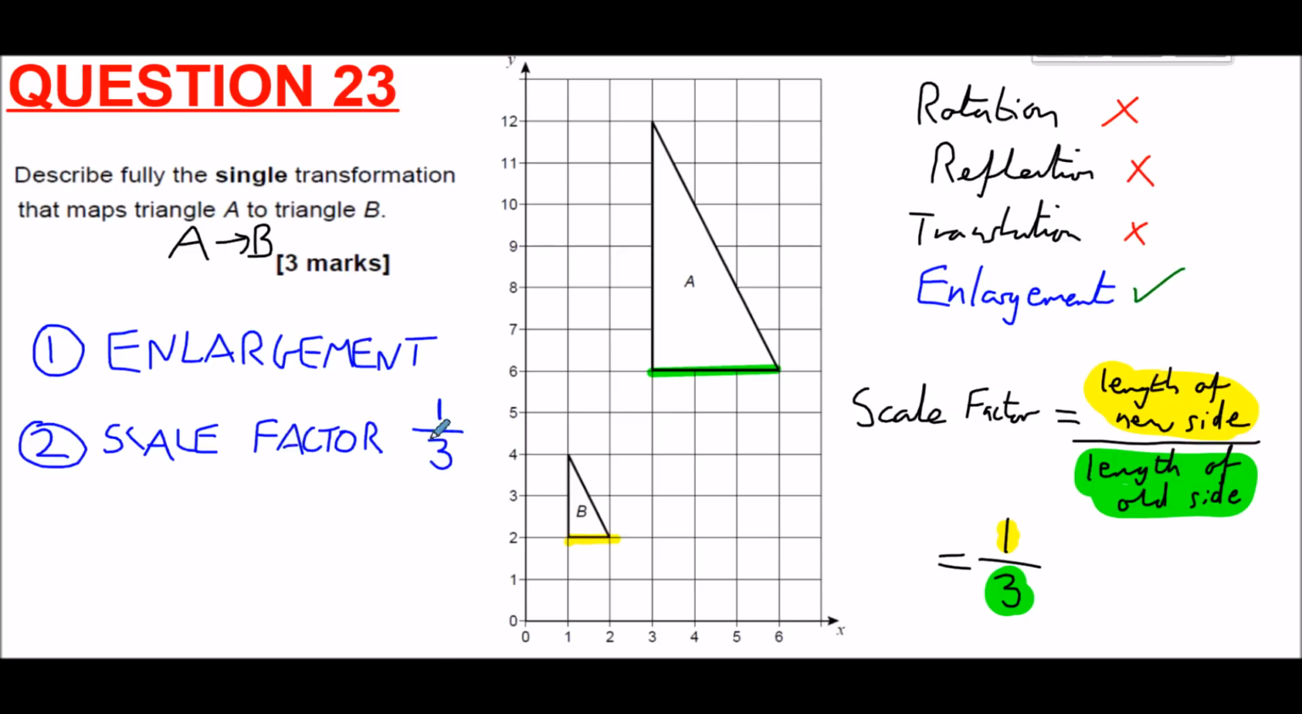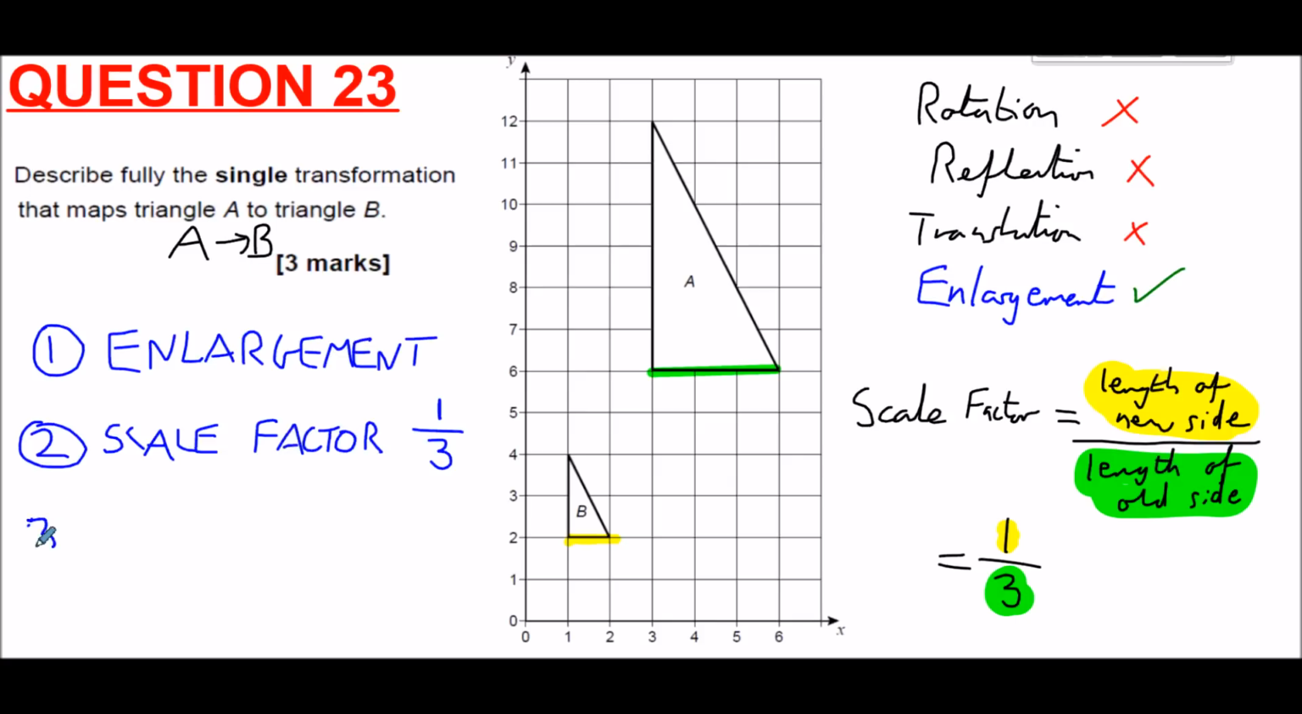If the scale factor is a fraction less than 1, that's how you represent a shrinking of a shape. So weirdly, it's still an enlargement, even though the shape's got smaller. It's an enlargement scale factor 1/3. If it was an enlargement from B to A, the scale factor would have been 3, but because it's shrunk, the scale factor is actually 1/3.